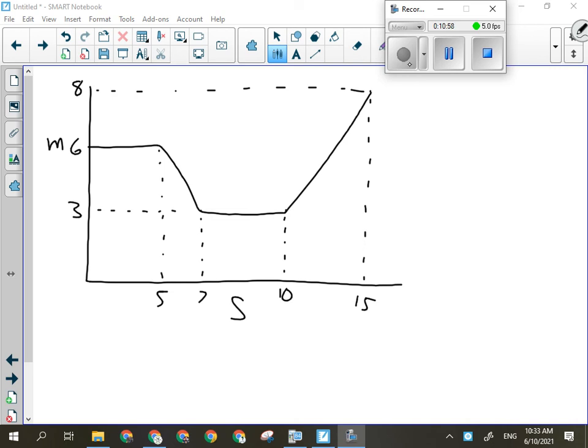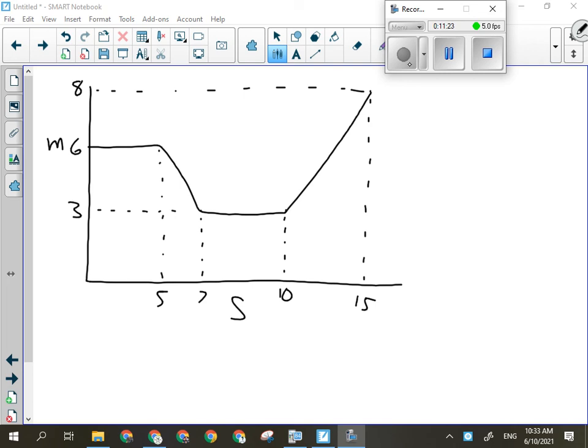Okay, then it backed up 3 meters. Now for distance, it doesn't matter that it backed up, just that it went 3 meters. Then it didn't go anywhere again. And then it went 5 meters between 10 and 15 seconds. All right, so 3 plus 5, 8 meters. That's my total distance. What's my total displacement? 2 meters. Okay, how did I calculate my total displacement?